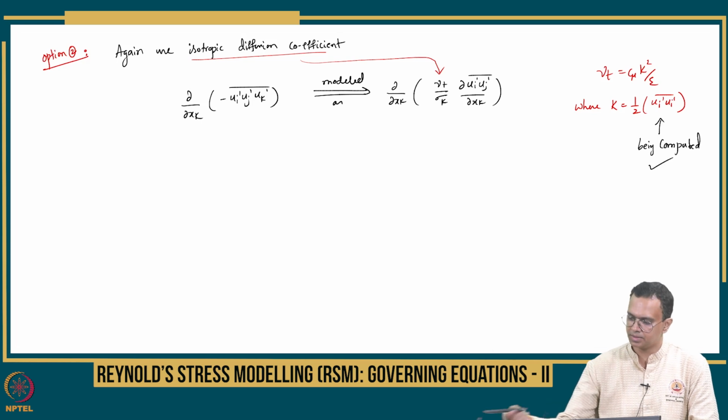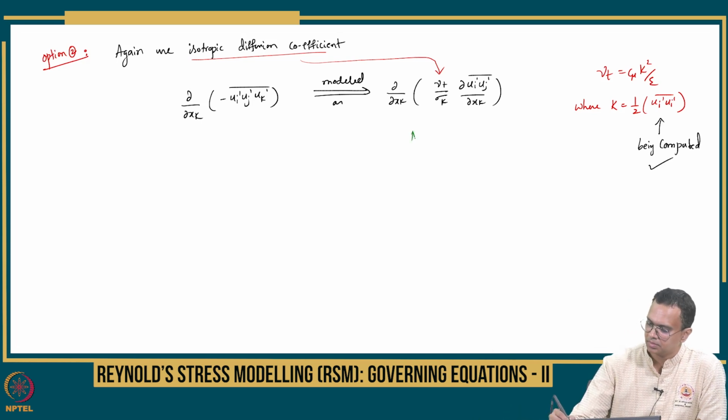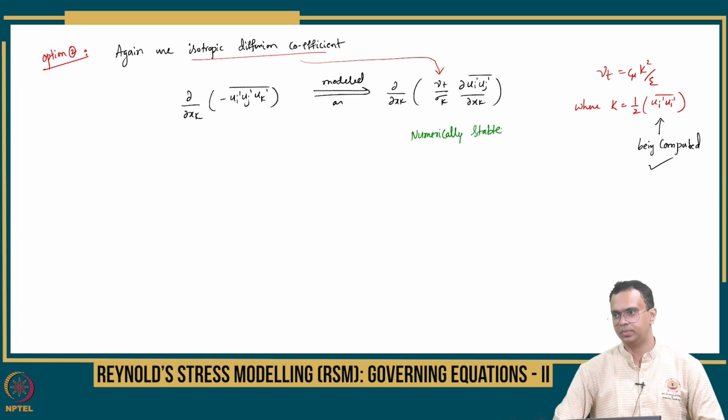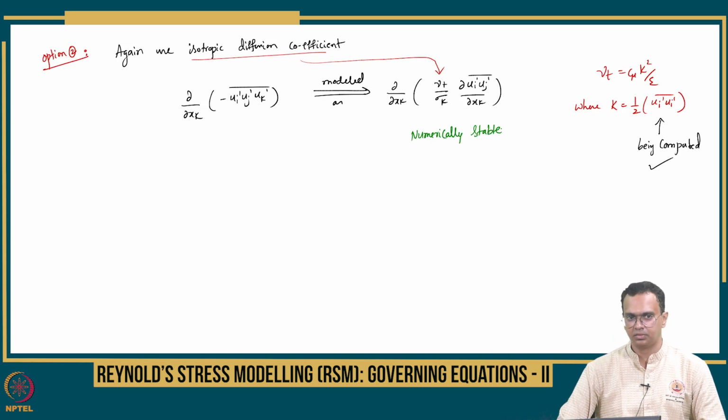So this is numerically stable, a numerically stable option while computing, but the other can also be used, the anisotropic diffusion coefficient. In many flows it may work.